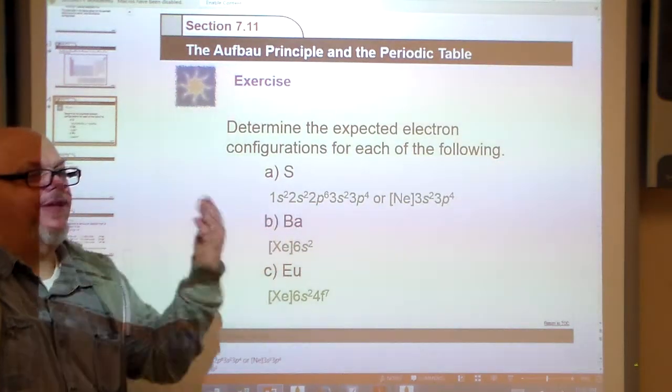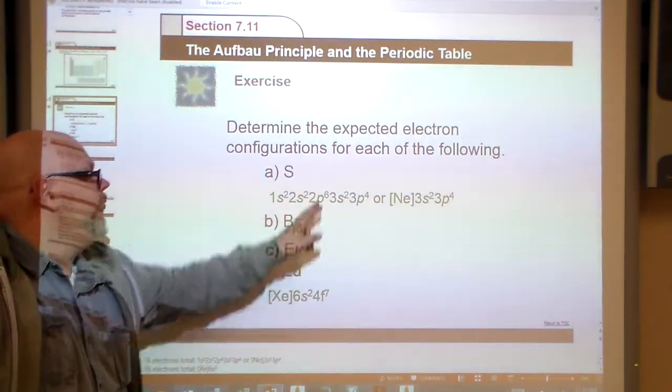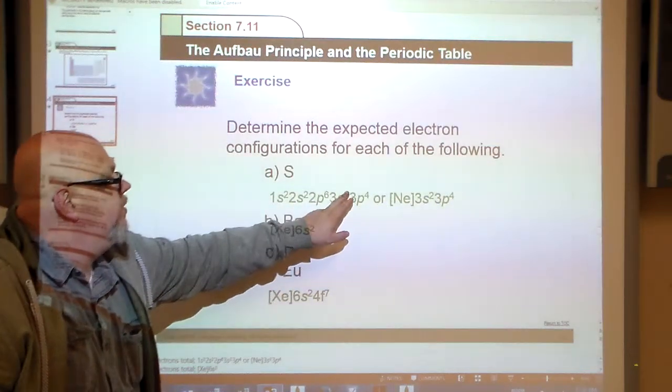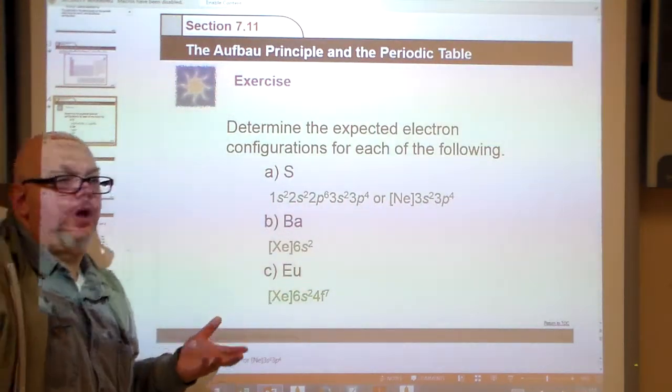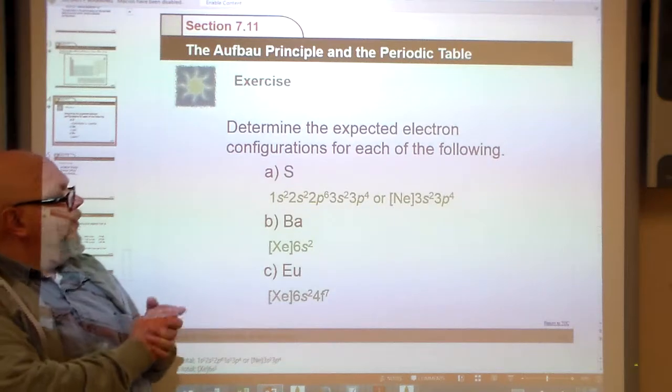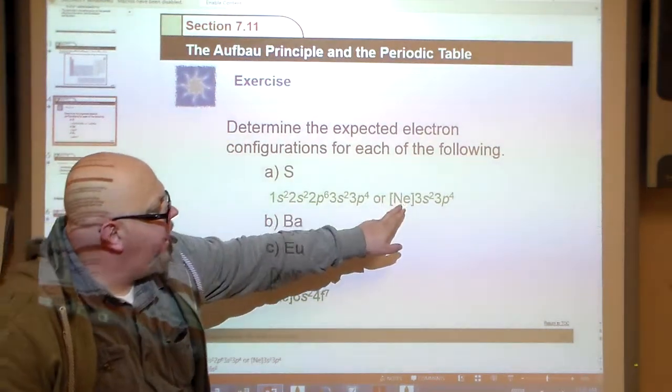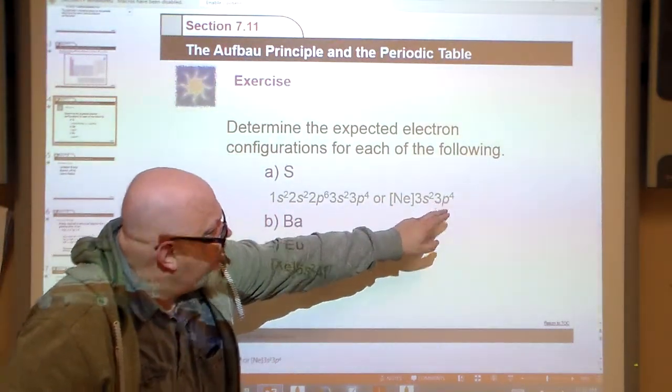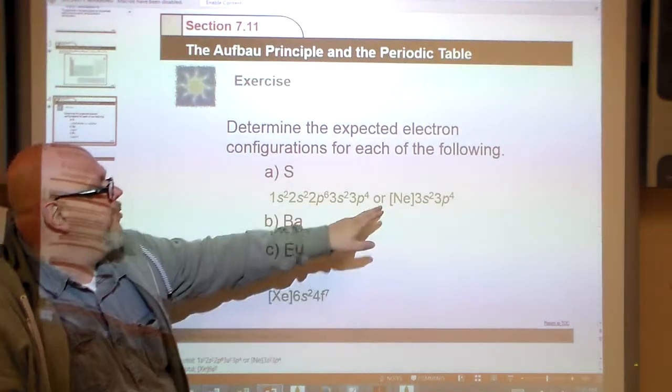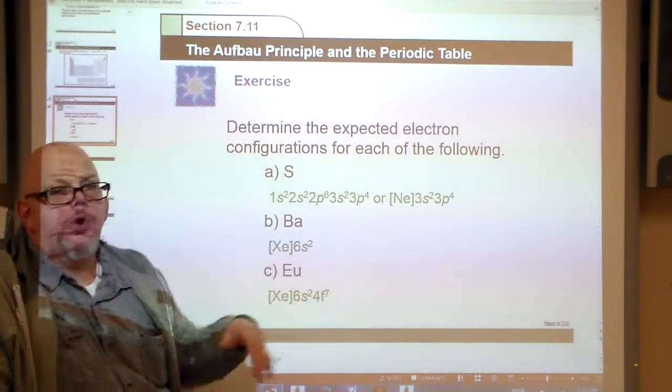So when we look at how many valence electrons sulfur has, we can look at level 3 here, and there's 2 and 4, or 6 electrons for sulfur. Now you notice there's Ne, and then 3s2 and 3p4. What's up with the Ne? Well, the Ne is shorthand.